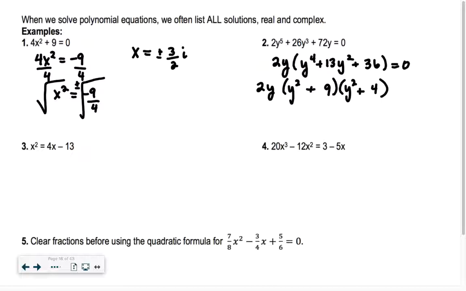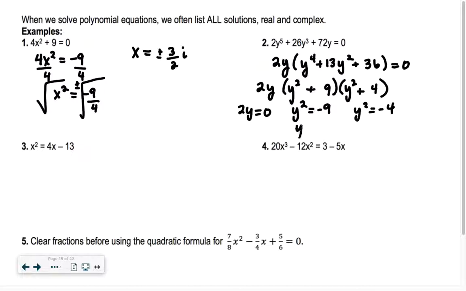And again, we have these sums of two squares. So we can't factor them, but we could set them equal to 0 and solve. So I'm going to have 2y equals 0. Anybody already know what we're going to have here? Yeah, so we're going to have plus or minus 3i and plus or minus 2i for the other one.